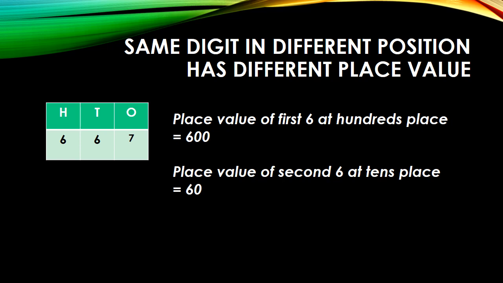For example, 667. Place value of first 6 at hundreds place is equal to 600. You can look into the picture, children. Place value of first 6 is at hundreds place, that is equal to 600, and the place value of second 6 at tens place is equal to 60. Therefore, we can say same digit in different position has different place values. 6 at the hundreds place is 600. 6 at tens place is 60.